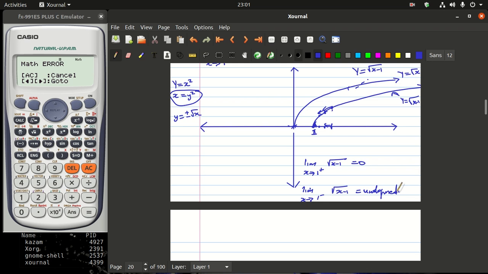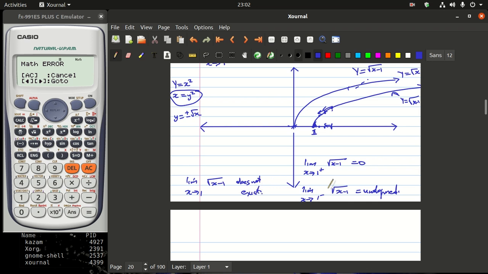Right, so we're getting an undefined, or here it does not exist because there's nothing on the left. So does not exist in 0 or undefined in 0, that's not a value. Hence we are saying that the limit as x approaches 1 of the square root of x minus 1 does not exist.